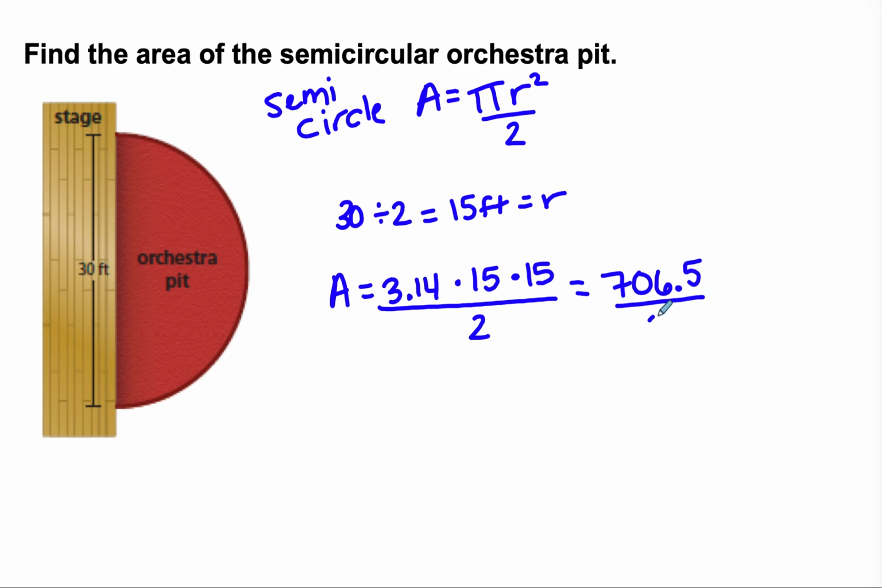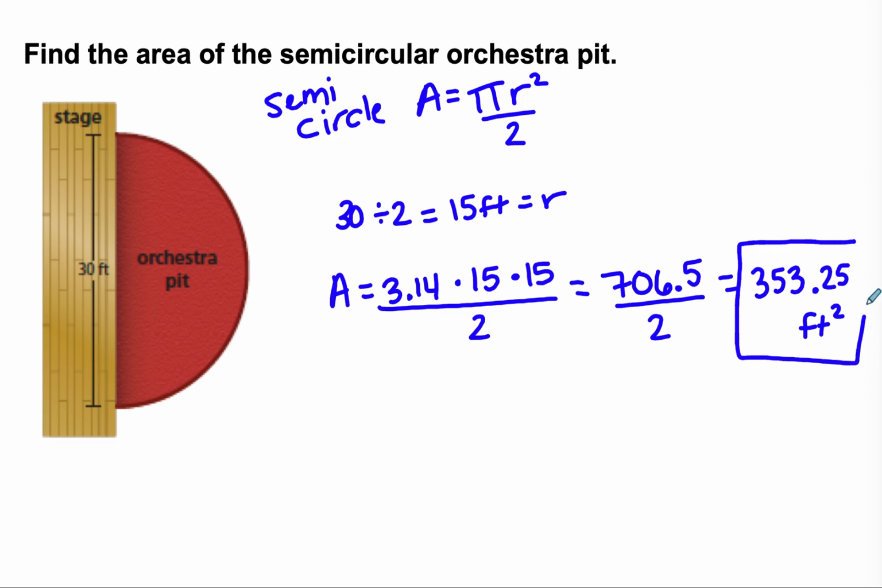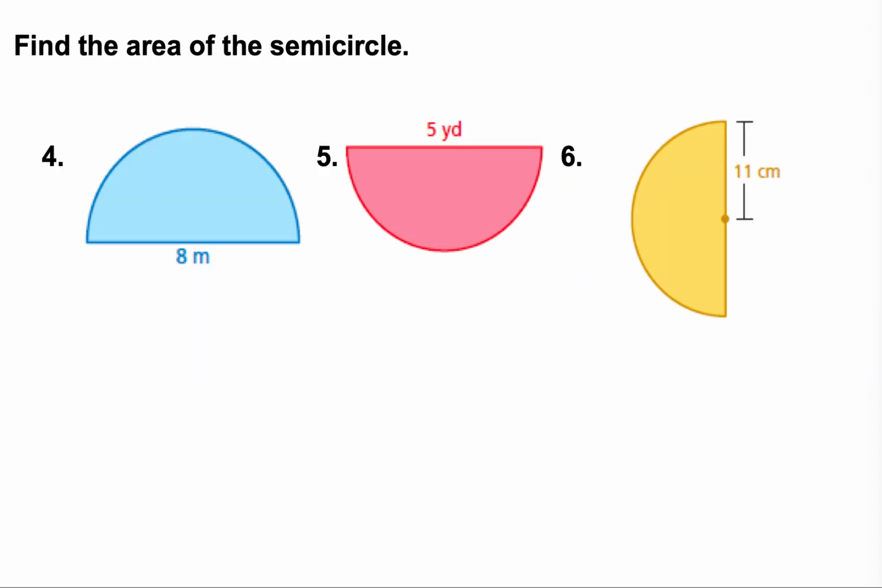But that is the whole circle. That is not half of it. So I need to take that answer. I need to divide by 2. And that is going to give me an answer of 353 and 25/100 feet squared. Okay, go ahead and pause the video and try these on your own.